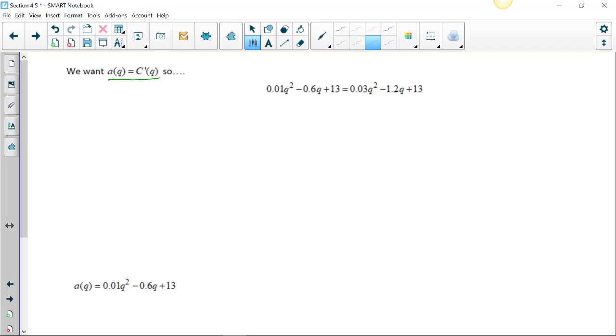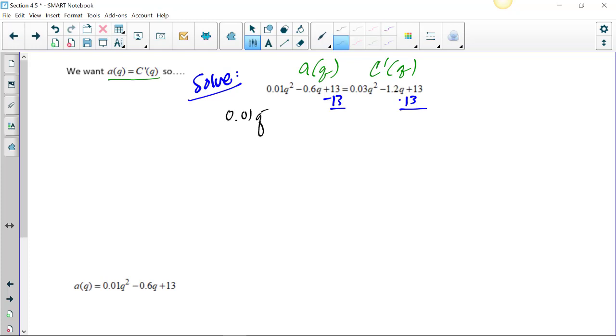So what we really want to know is when our average cost is equal to our marginal cost. We can take those cost functions, this is my average cost function and this is my marginal cost function, and set them equal and solve this equation algebraically. We want to gather like terms, but one thing I notice is I can get rid of these 13s on each side. So I have 0.01q squared minus 0.6q on the left, and 0.03q squared minus 1.2q on the right.